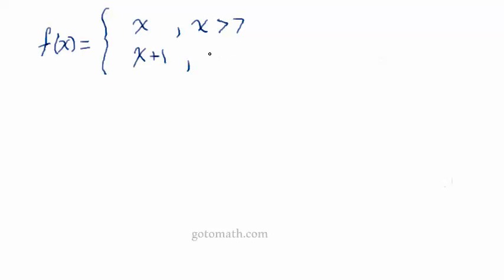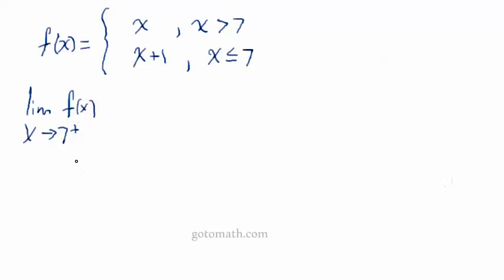We have, I'm going to write this how you traditionally see a piecewise function written. Big curly brace here. We have x, and then its domain is x is greater than 7, and then we have x plus 1, and we've got its domain is x is less than or equal to 7. We want to find the limit as x approaches 7 coming in from the right hand side of f of x.